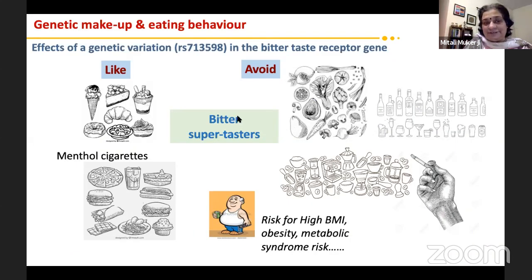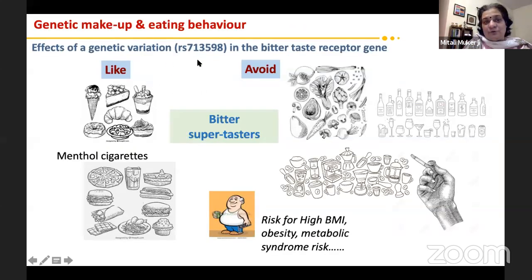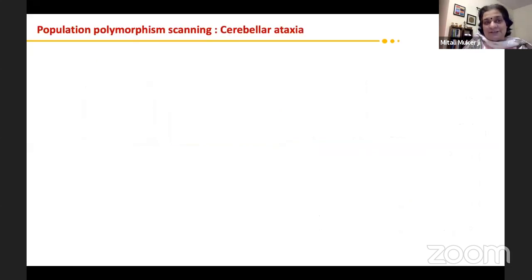So having a knowledge of the genetic makeup sometimes might also allow you to make better decisions in life. For example, there is a gene for bitter tasting. If you are a very bitter taster, you will avoid bitter food, and if they avoid bitter food, they will avoid all these kinds of good food. They might avoid alcohol, they might avoid smoking, but they might end up liking lots of sweet. So because of this genetic change, you will have different eating habits, which might give you risk for BMI, metabolic risk, etc. So having this knowledge about changes, you might be able to practice better mindful eating also.